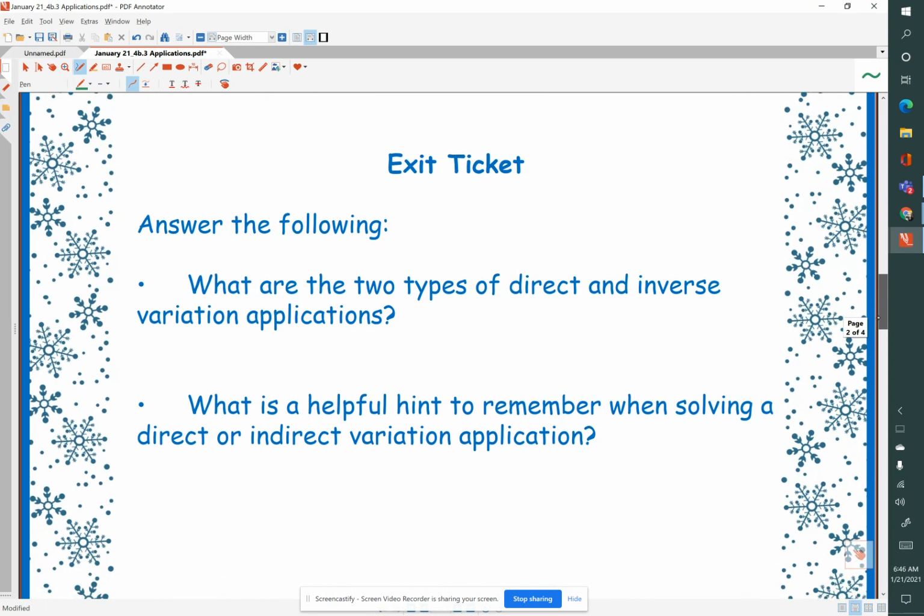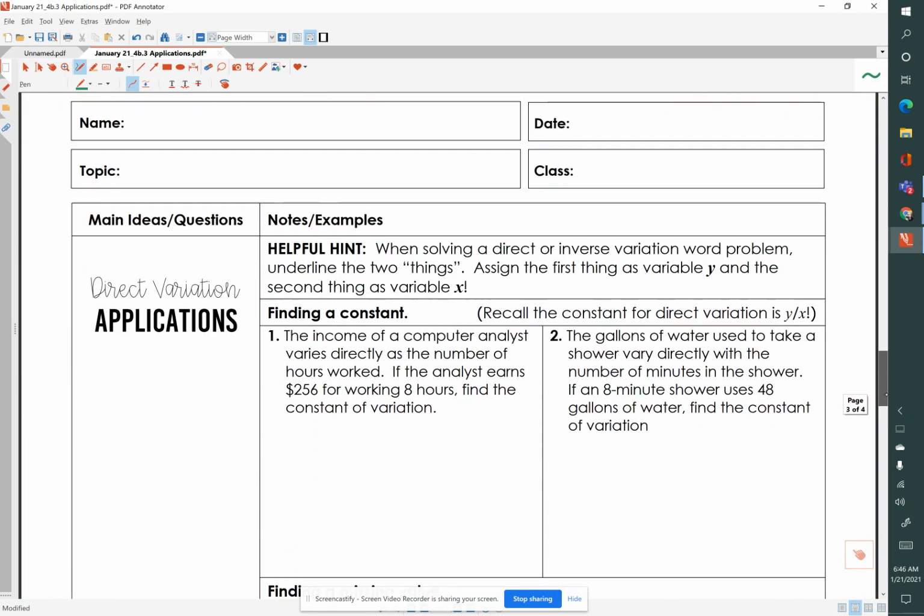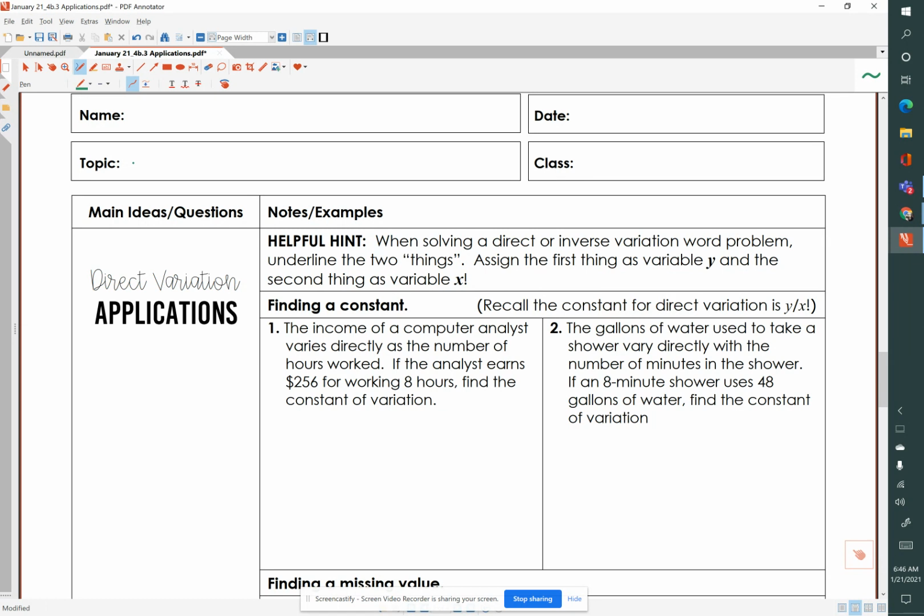So there's our exit ticket. Let's move on to our lesson. Our topic today is direct and inverse variation applications.